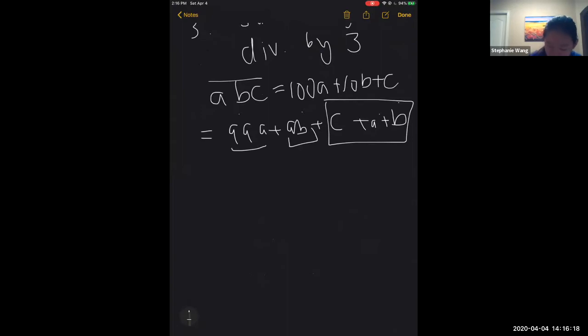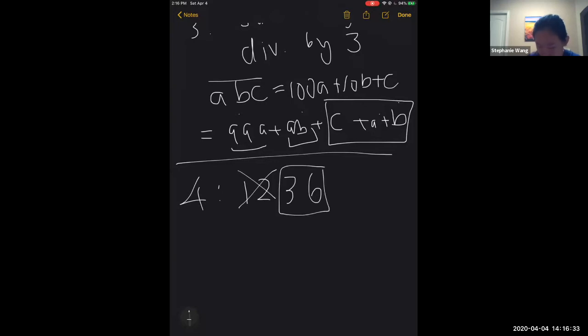All right, so the next one is 4. The rule for 4 is that you look at the last 2 digits and see if it's divisible by 4. So if we have 1236, then we don't care about this part, all we care about is this, and we see that 36 is divisible by 4, so that means 1236 is divisible by 4.